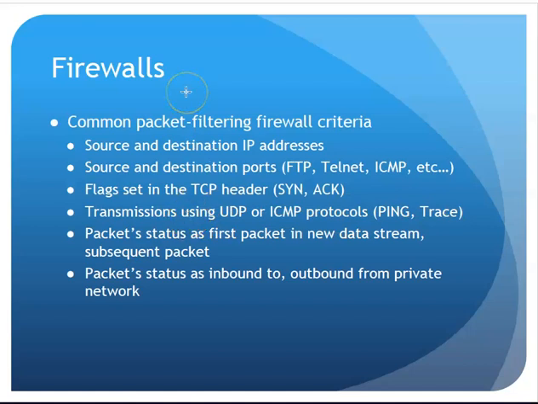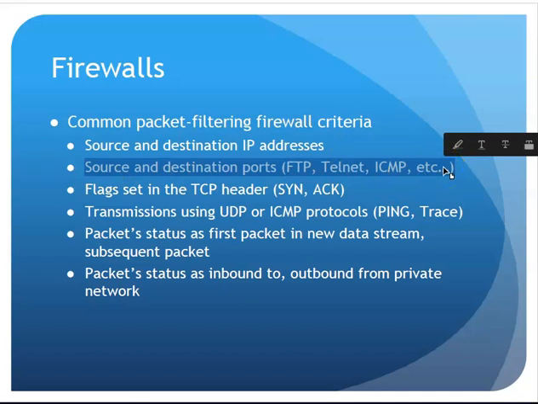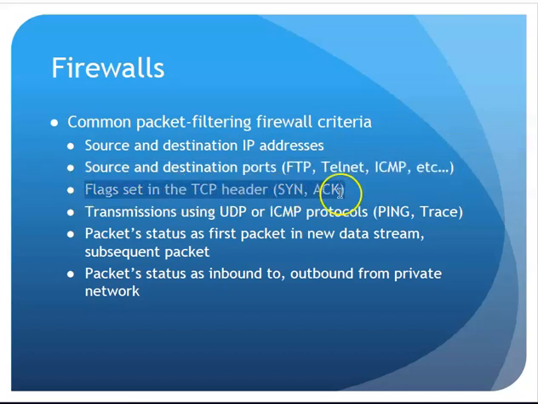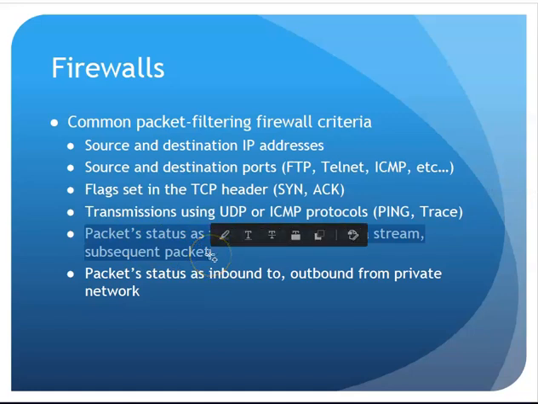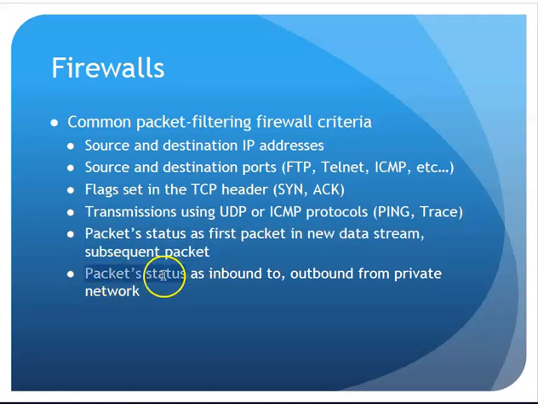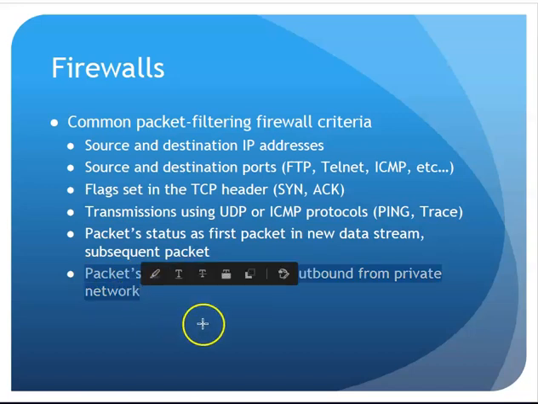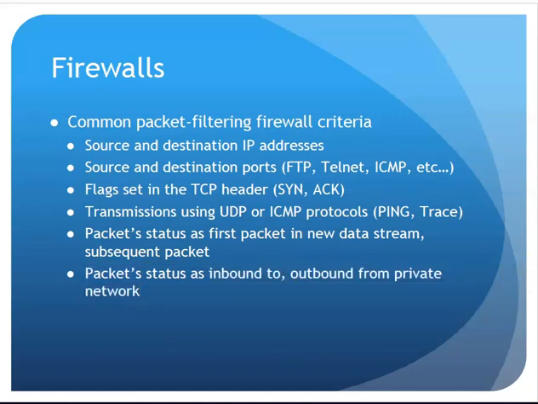Common criteria that can be filtered: source and destination IP address. Where is it coming from? Where is it going? Source and destination ports: what protocol traffic you're trying to use or where you're trying to go. Flag set in the TCP header. Transmissions using UDP or ICMP, ping or trace, that sort of thing. The packet status is the first packet in the new data stream and subsequent packets. Packet status is inbound to outbound from private network and so forth. Again, these can all be used as criteria to permit or deny certain levels or certain types of traffic.